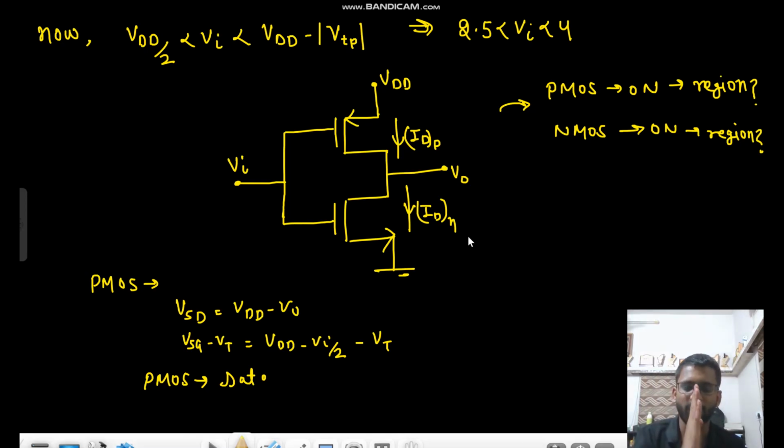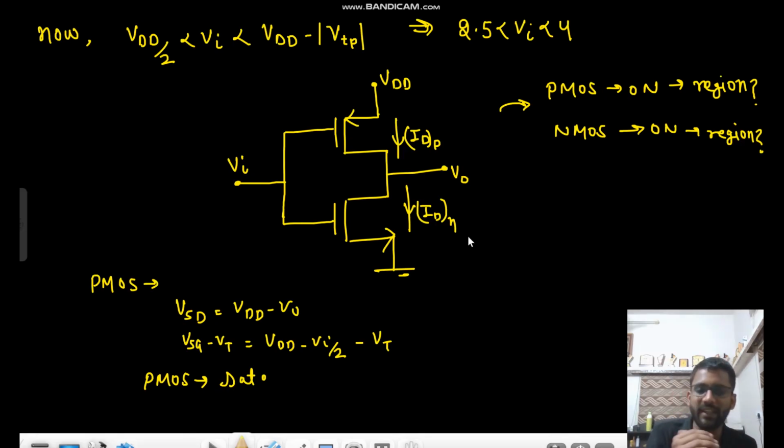Now from 4.1 we are going to 3.9, so the PMOS just turns on. If the PMOS just turns on, there is less current in PMOS and less current in NMOS. Less current in NMOS means NMOS will have lesser voltage drop, which means a lesser V naught value.